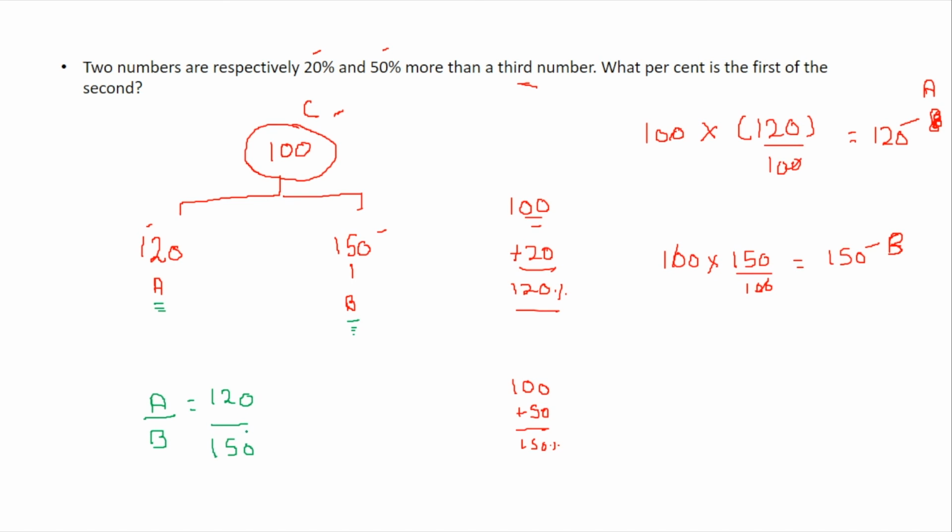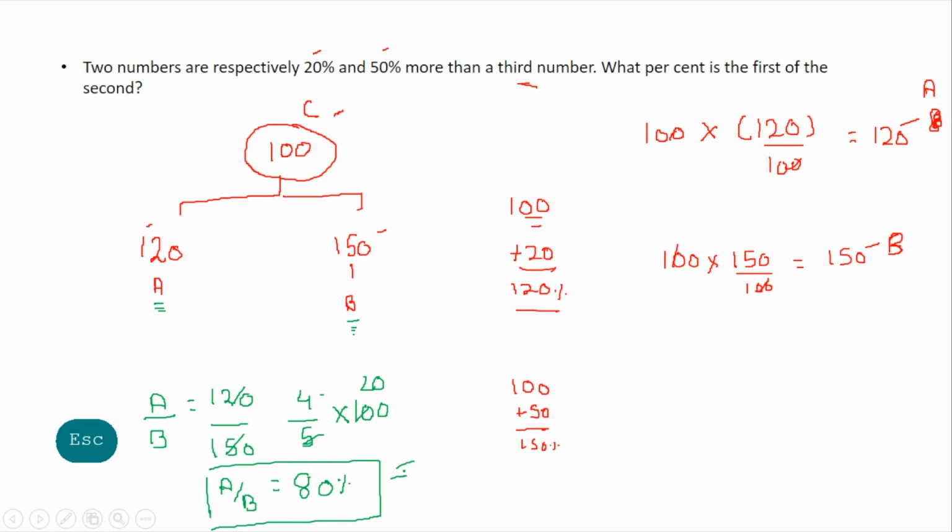You first find the ratio: divide by 30, and this comes out to be 4 by 5, correct? Now you have to convert it into percentage, so multiply by 100. After doing this, it comes out to be 20 into 4, that is 80%. So the ratio of first and second number, that is A by B, is 80%. Okay, so this is the answer of this question. Thank you.